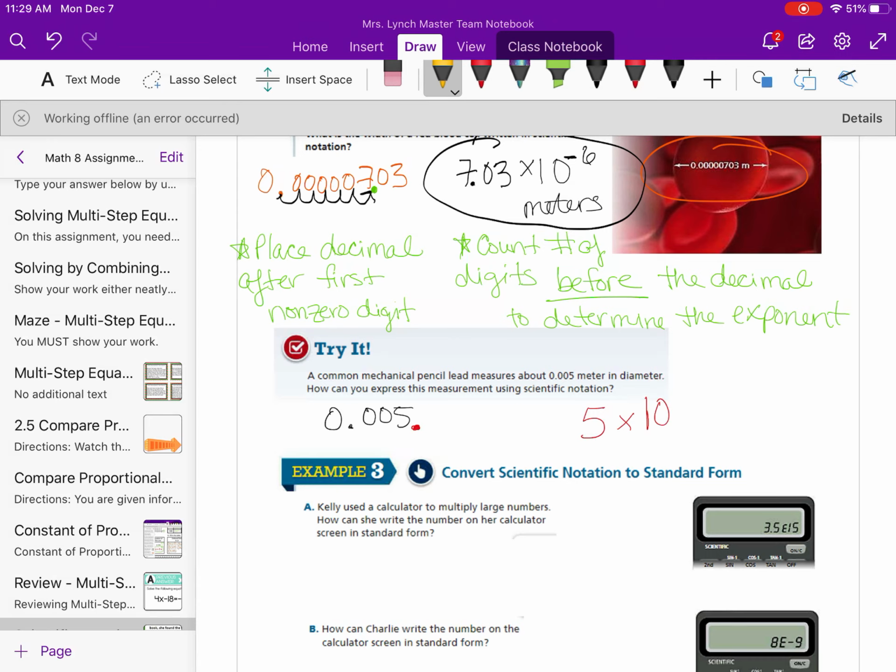So from the original decimal to the one that we put in, it is 1, 2, 3 spots. So that means it's going to be to the negative 3. Remember, we moved from one decimal to the other. And it's a very tiny number. If there's already a decimal in your number, it's going to be a negative exponent. Keep that in mind. And that's technically meters.